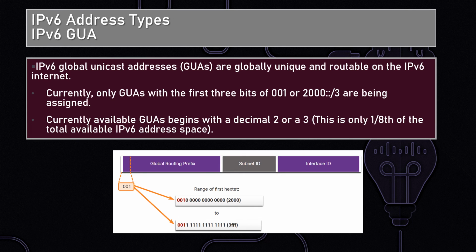GUAs are globally unique and routable. Now currently only GUAs with the first 3 bits of 001 or 2000::/3 are being assigned. Currently available GUAs begin with a decimal 2 or 3. This is only 1/8 of the total IPv6 address space, as I'm sure you're aware.